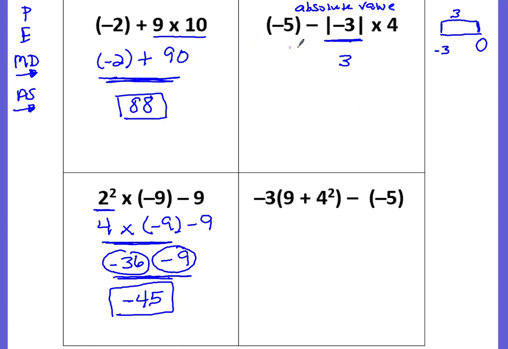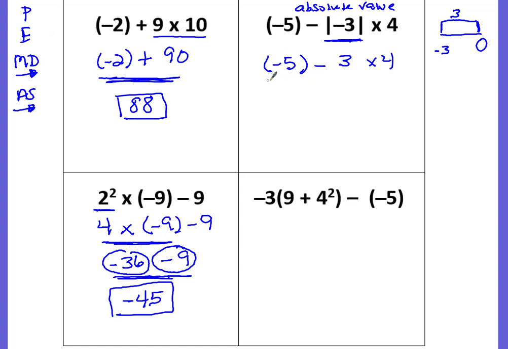Anything that's not highlighted or underlined we bring straight down. So I'll bring down my -5 minus, I already solved the absolute value of -3 is 3. Bring down my times 4. Okay, there are no other grouping symbols, so we move on to exponents. There are no exponents, so multiplication and division from left to right.